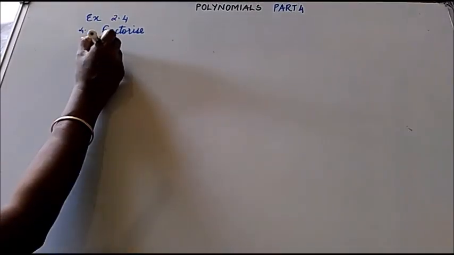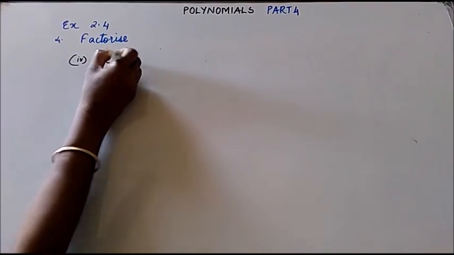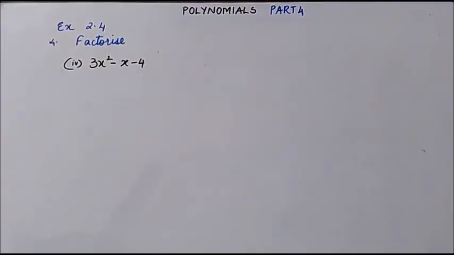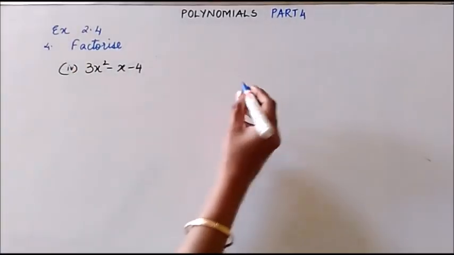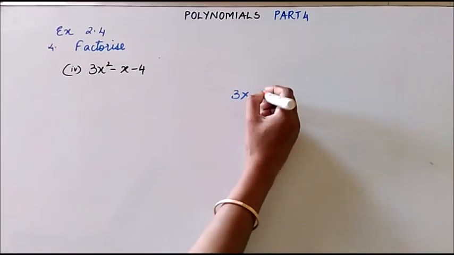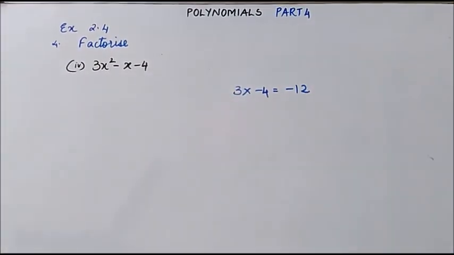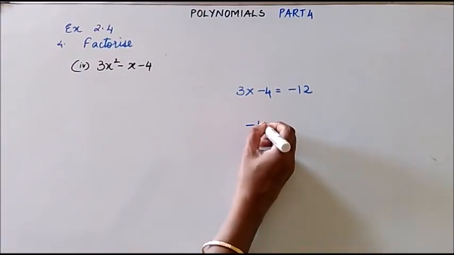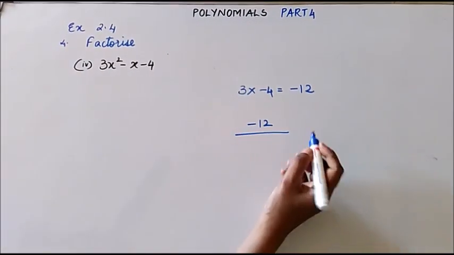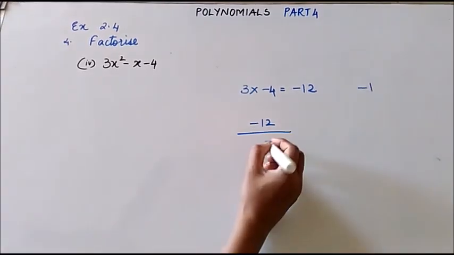Let us do the fourth question. Factorize 3x square minus x minus 4. First, what do we do? 3 into minus 4 will give us minus 12. Should we add or subtract the factors? We are supposed to subtract because there is a minus sign. Minus 12. And what should we get by subtracting? We should get here minus 1.